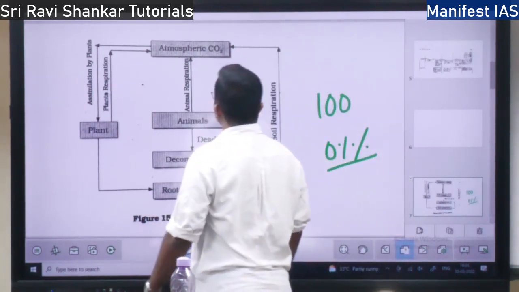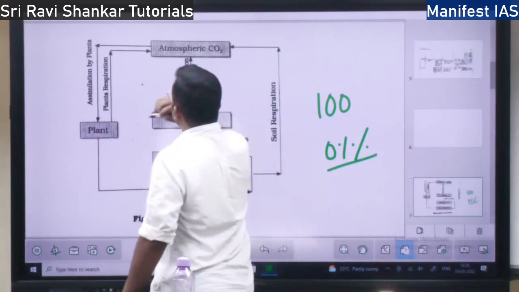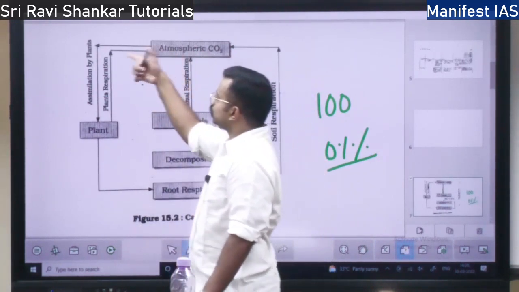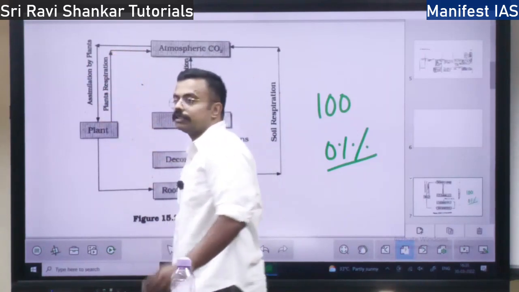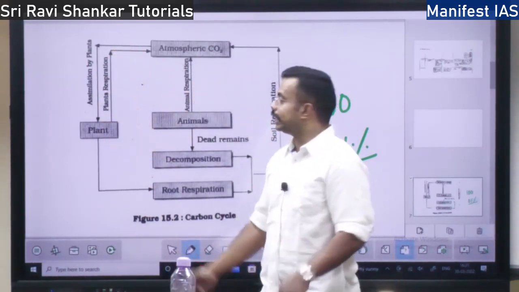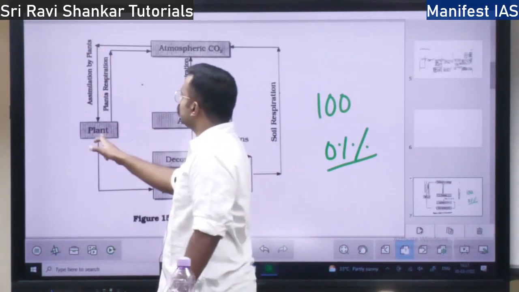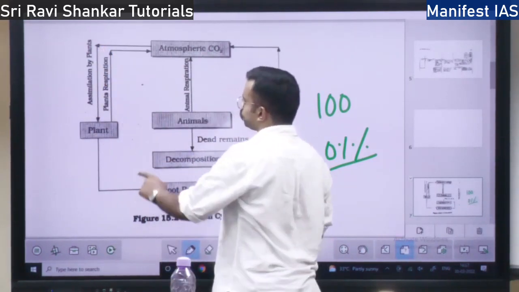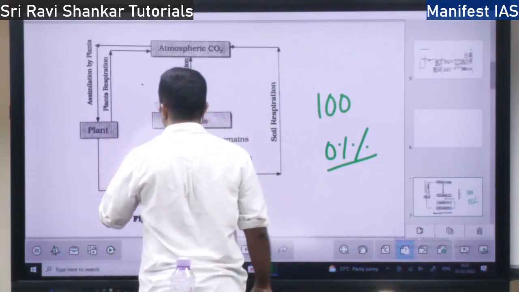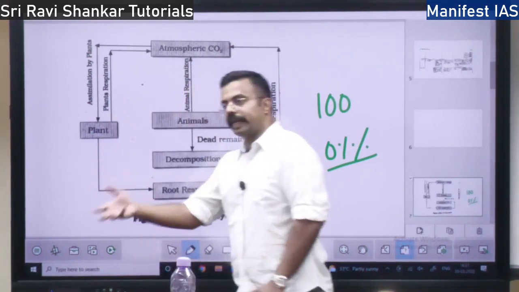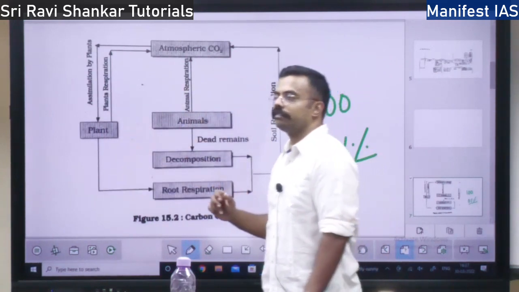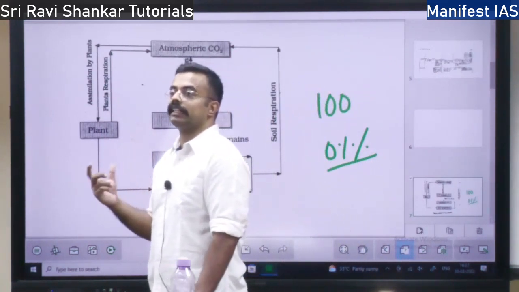So in the carbon cycle, what happens? First, there is carbon dioxide in the atmosphere. So that carbon dioxide is taken up by the plants. They take up the carbon dioxide, assimilation. It is assimilated by the plants. From plants it goes to, so here plants not only take the carbon dioxide, in the night time they will give out the carbon dioxide. That is why you are advised in the night time don't go near the trees, right?